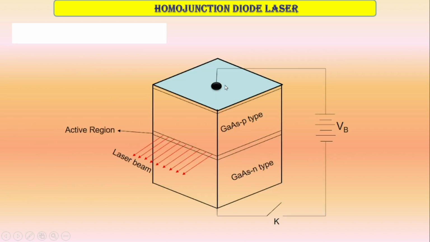And this is the construction of homojunction diode lasers, in which this is the p type layer and this is the n type layer, in which the same type of material, gallium arsenide, is used, and this region acts as the active region, where the laser beam is produced. This laser beam is produced when this p-n junction diode is in the forward biased mode. This is the construction of the homojunction diode laser.